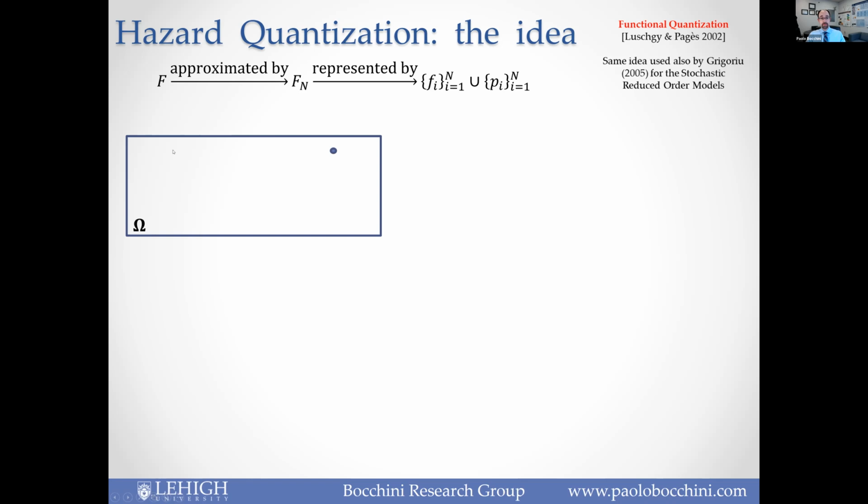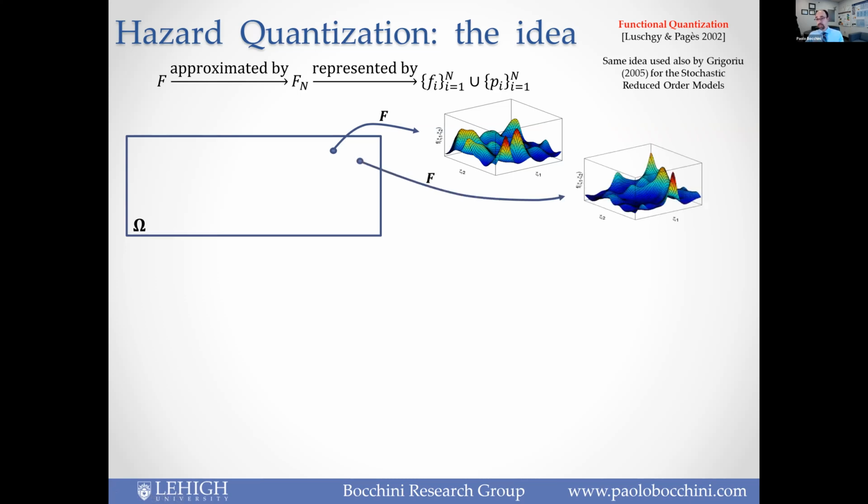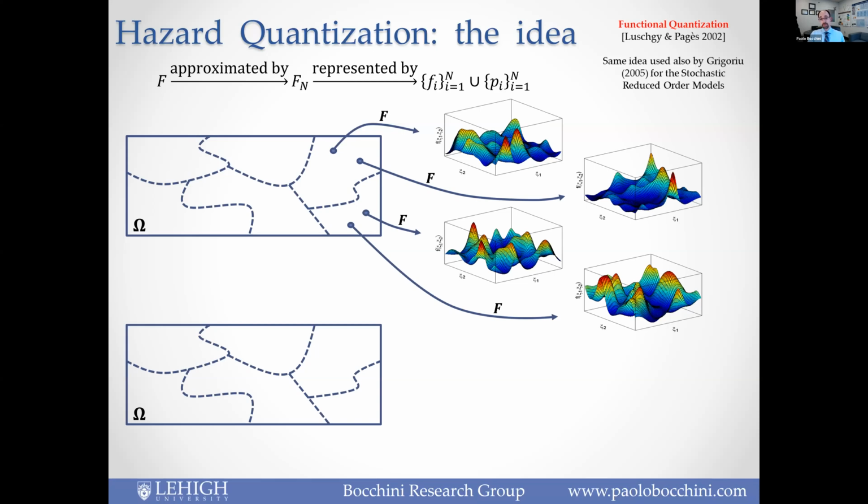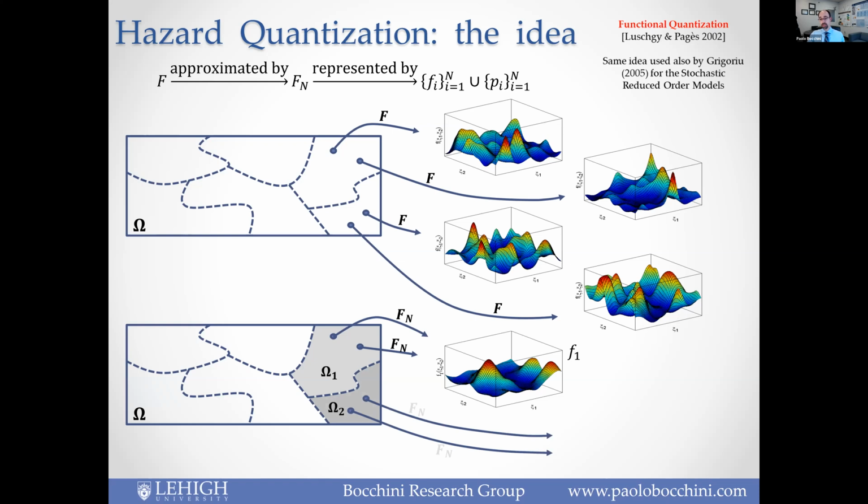So if this is, again, the sample space of all possible events that can hit the region, this is one, let's say, earthquake, and that earthquake is associated with a certain, let's say, PGA map over the region. Another earthquake will generate a different PGA map, and so on and so forth. The approximation that we're doing is to take the same sample space, partition it into a series of regions, and then say that all the events that belong to the same area, to the same region, are actually mapped to the same sample function, right? So this is the approximation that we introduce.